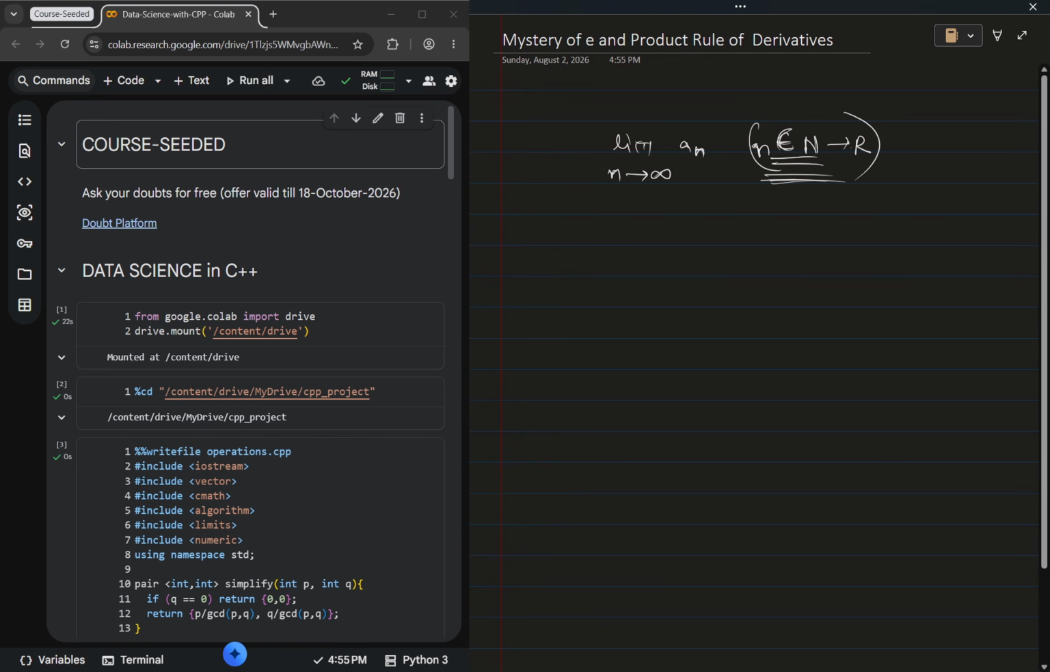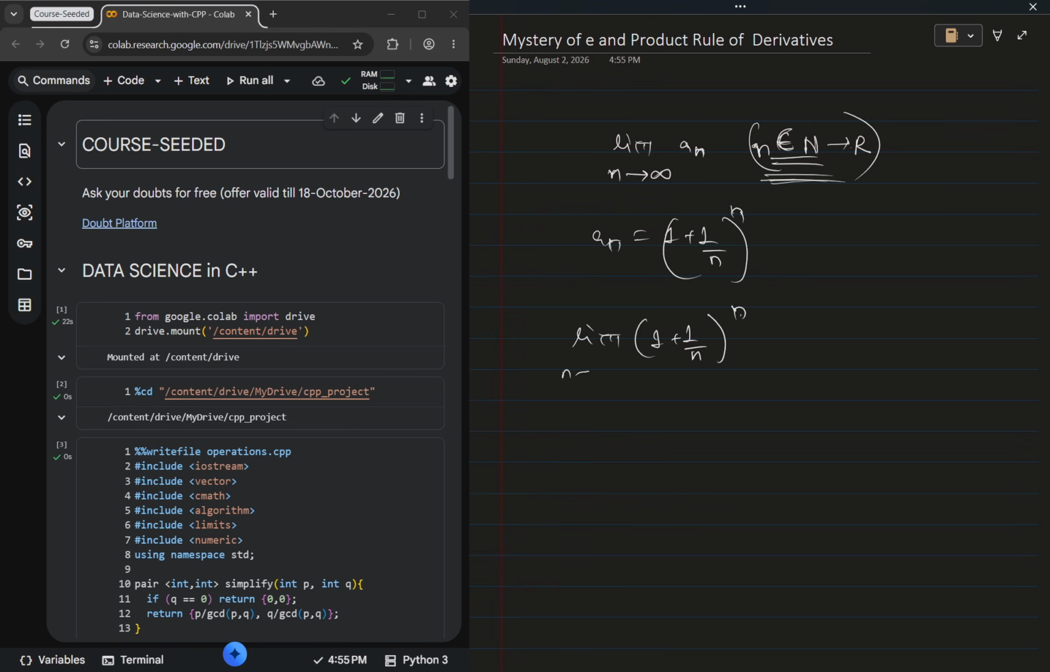So let's begin with the proof. We have this limit. Let me write e. e is basically (1 + 1/n)^n. So next you have your limit: you can write this as the limit of (1 + 1/n)^n as n tends to infinity. Since you know n is a natural number, we can just use the binomial theorem.